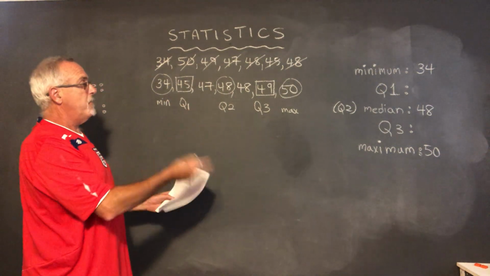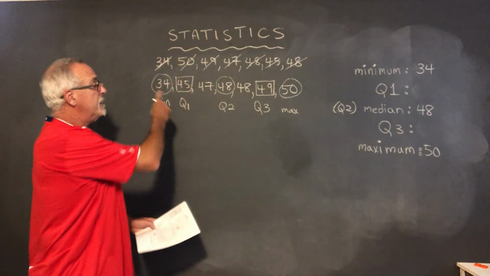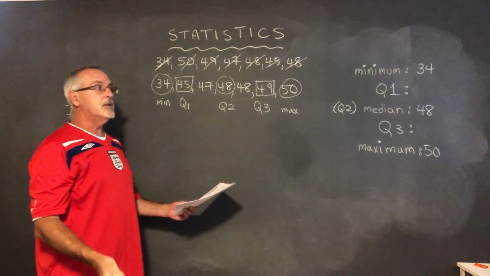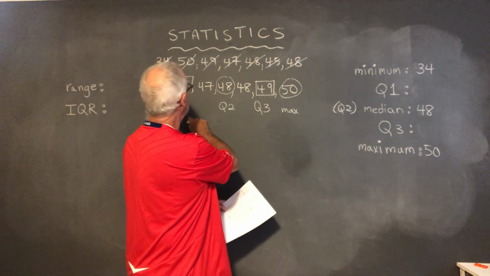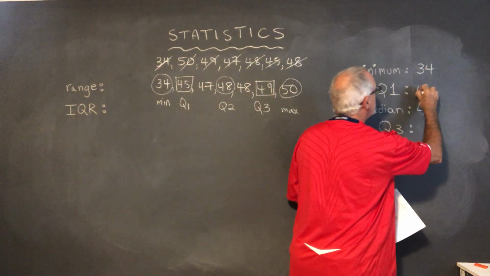Okay, so I can draw my box plot now because I've identified the 5 key values that I need. So the Q1 is 45, the Q3 is 49.